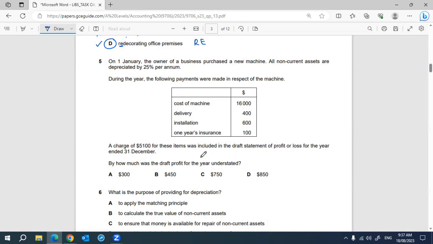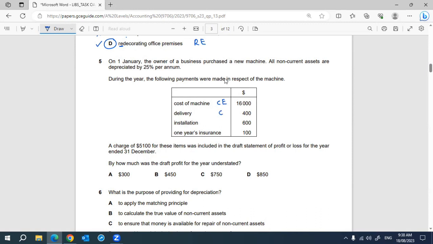Okay, so what we have to do here is we first need to determine the capital expenditure, which is not just the cost of the machine, but some added charges as well. So let's go through them one by one. So cost of machine is a capital expenditure.